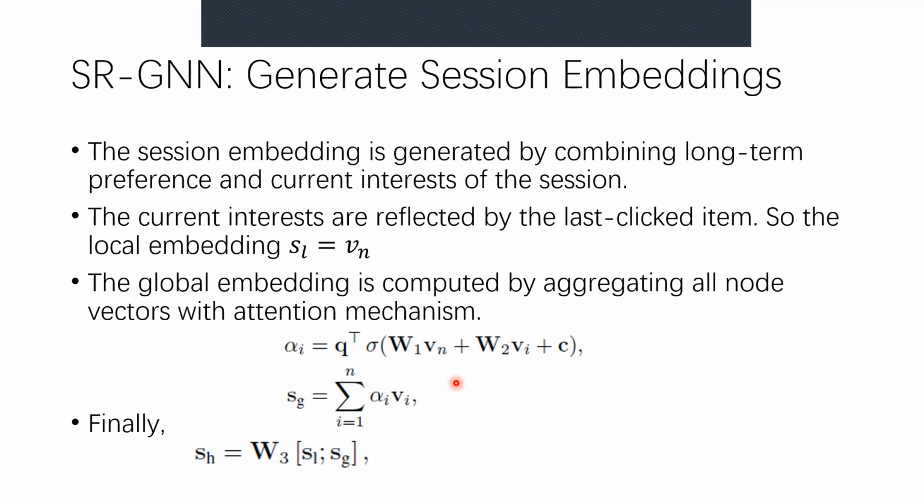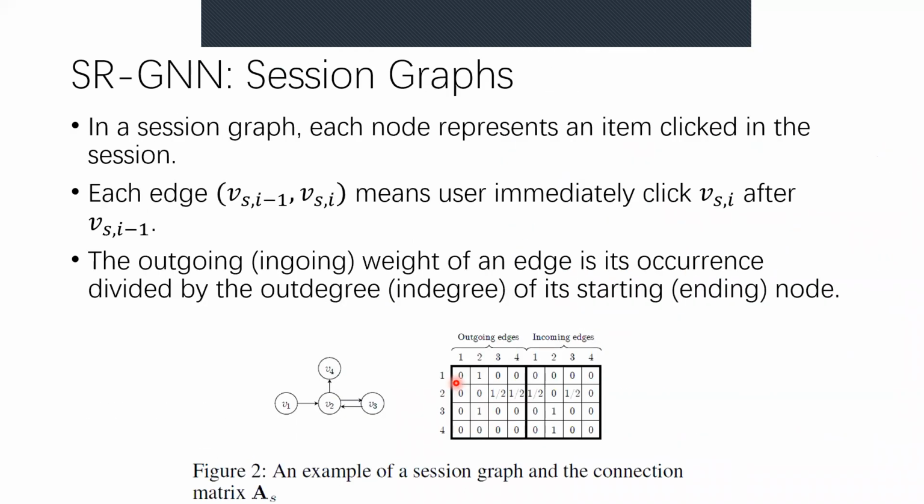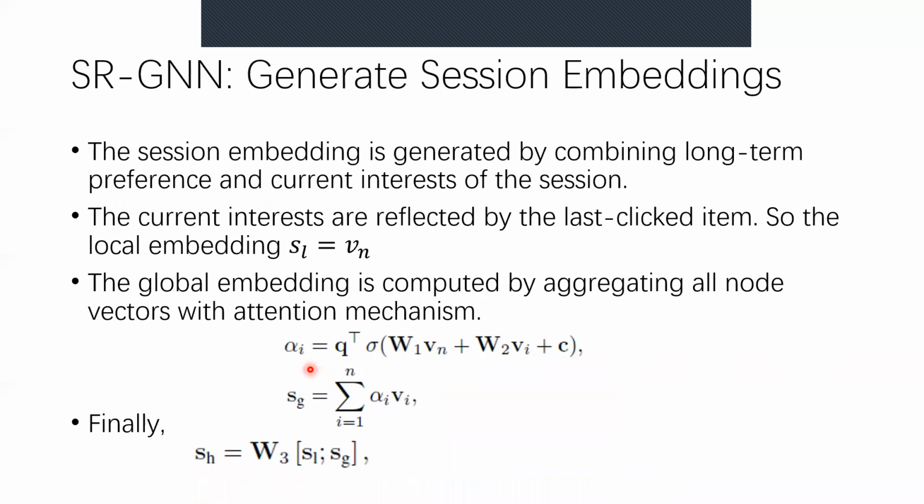Also, I think it's because in this session graph representation, we actually lose all the order information. So based on this graph, you cannot say which item is the first to click and which one is the last to click. So that's why they need to explicitly add the last click item to show its importance.